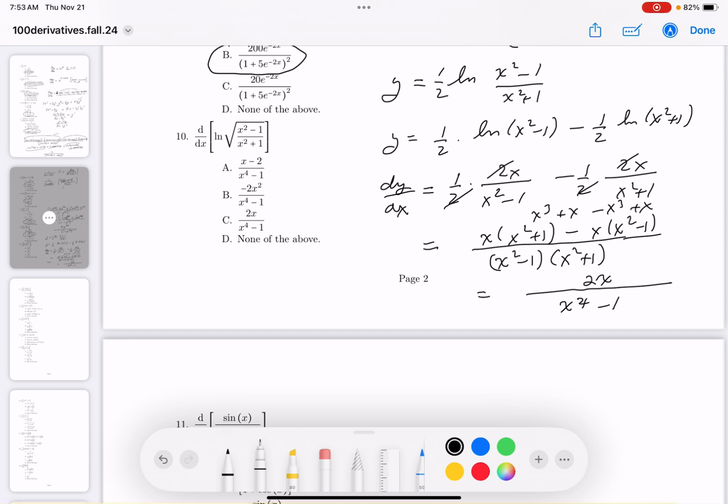All right? I'm going to look for the answer. If I see it, good. If I don't see it, I'm a little concerned about it. And I think I see it. I think I see it in C. So 2x over x to the 4 minus 1.